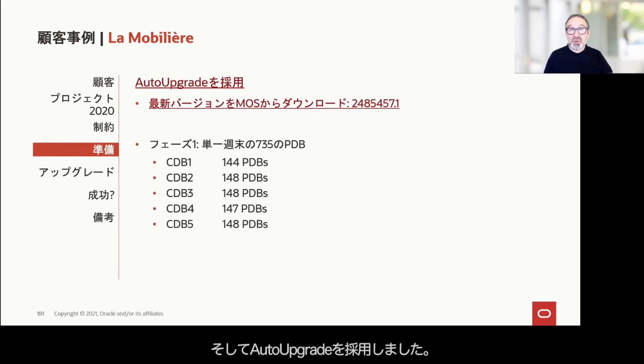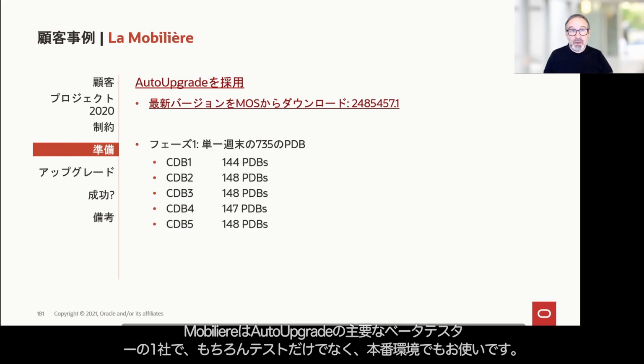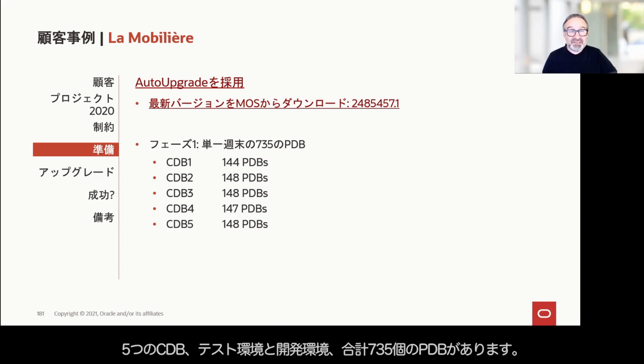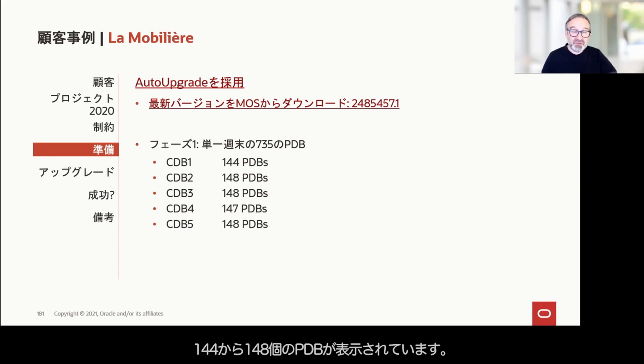And adopt AutoUpgrade. Yes, Mobiliar was again one of our leading beta testers of AutoUpgrade, and they tested it and used it, of course, not only tested it, but also used it in their production environments. This is the environment we were upgrading at first on a single weekend: 5 CDBs, the test and dev environment, with altogether 735 PDBs. And you see between 144 and 148 PDBs.